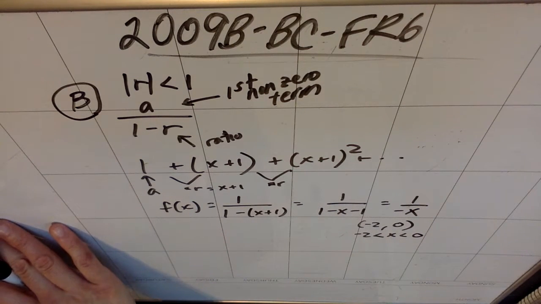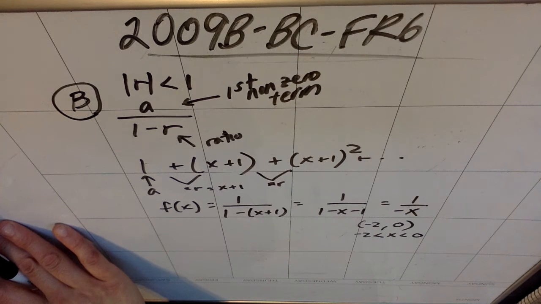Part C. Let g be a function defined by g of x equals the integral from -1 to x of f of t dt. Find the value of g of -1/2 if it exists, or explain why g of -1/2 cannot be determined.